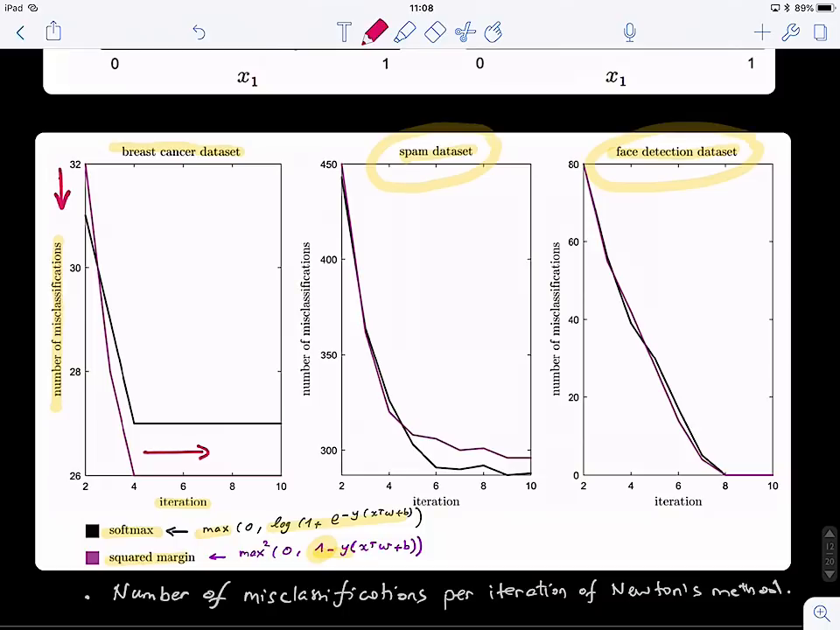So in this case, what do you notice? For the first case, we have the first loss, the Softmax gave us this error, and the other one, the squared margin, we have only 26 errors. So which one is best in this case? The squared margin, right? In the other case, right here, what do we have? We have the opposite, right?